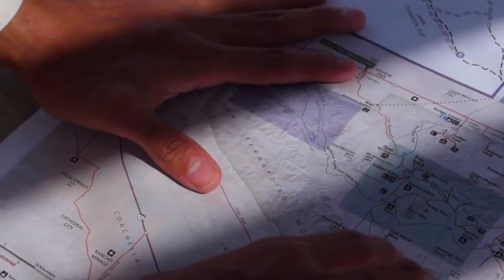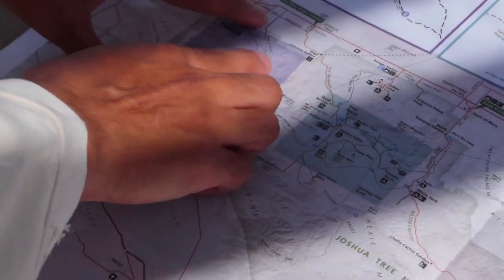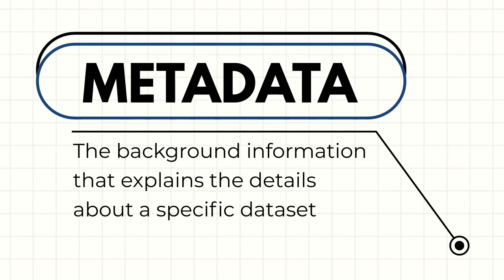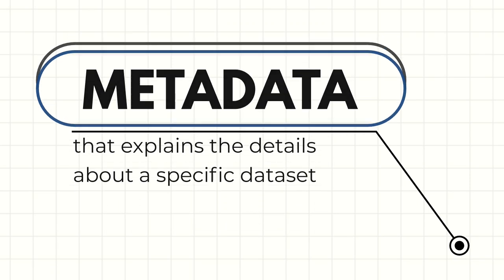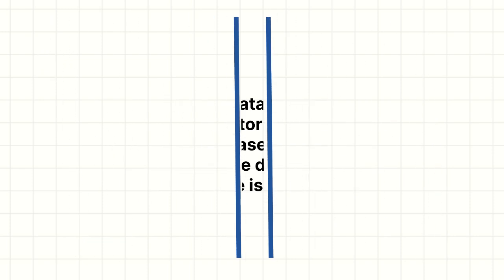Sure. Have you ever wondered how we know where information on maps come from, or how we figure out if the data we're using is reliable? That's where metadata comes in. Metadata is like data about data. It's the background information that explains the details of a specific GIS dataset, kind of like a description tag on a photo or a label on a piece of clothing. Think of it as a user manual for GIS data. It tells us what the data is about, who created it, when it was made, where it's supposed to be used, and how accurate or up-to-date the data is.